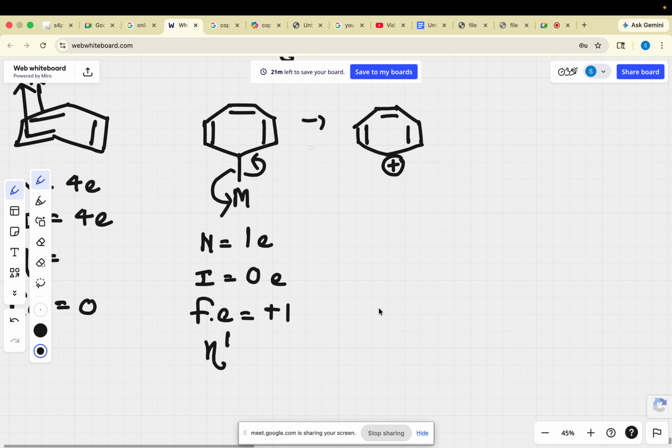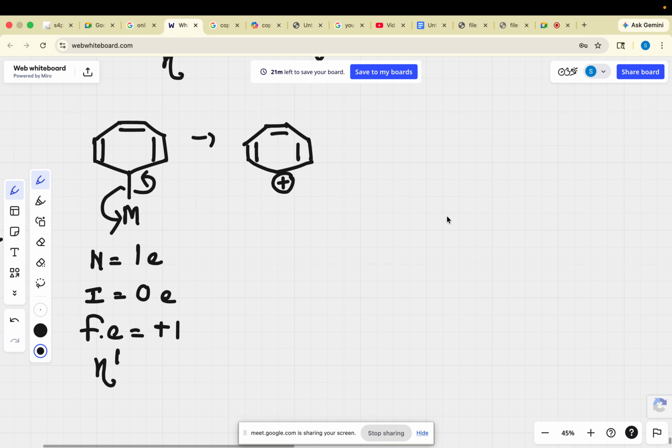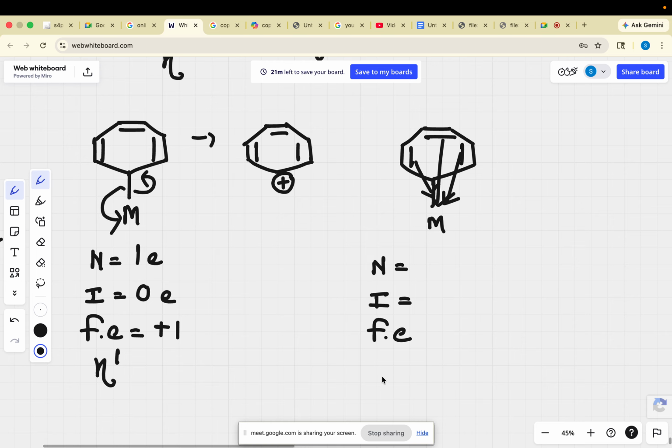Fine. Okay, suppose I have next this 1 2 3 4 5 6 7, and you have metal center here. This double bond is donating electrons, this double bond is donating electrons, this double bond is also donating electrons. So neutral method, how many electrons? Ionic method, how many electrons? Formal charge and eta value.